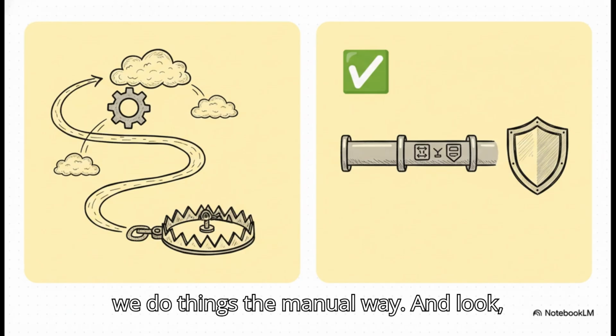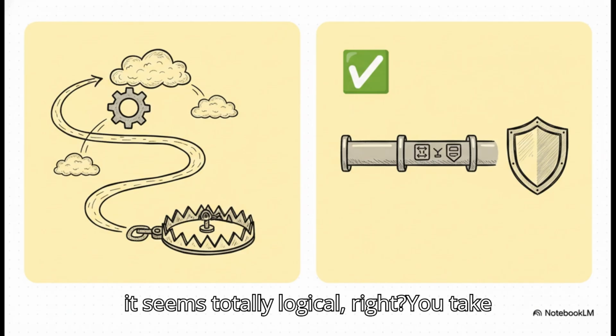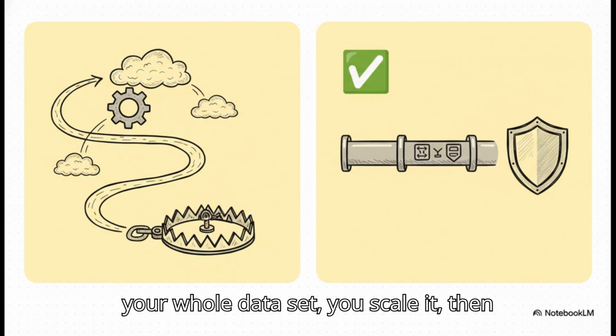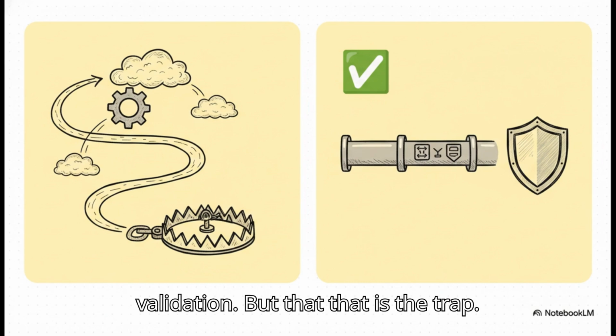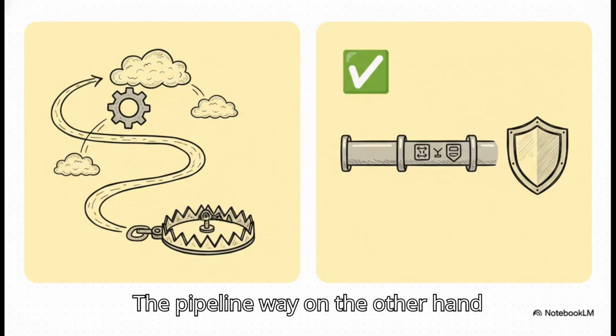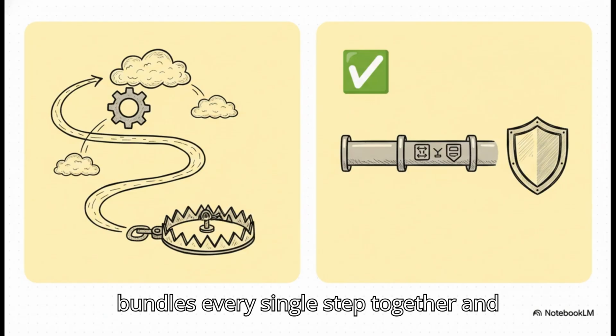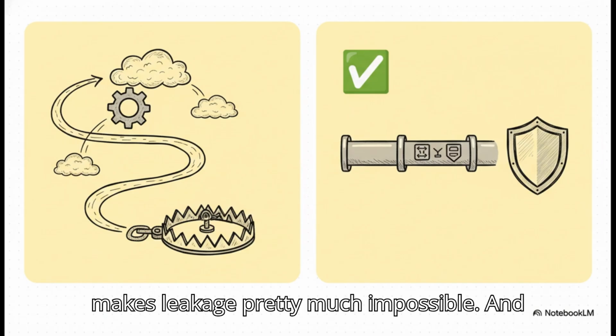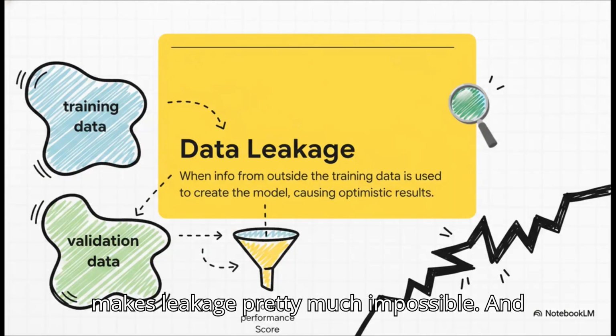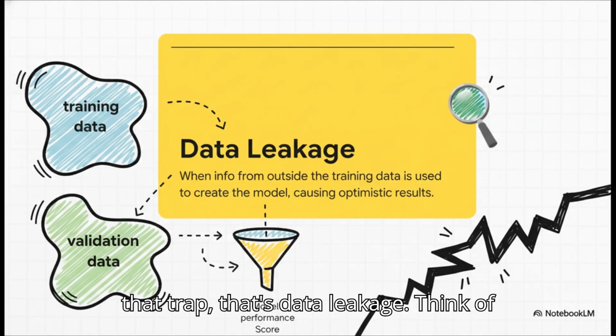Well, it happens when we do things the manual way. And look, it seems totally logical, right? You take your whole data set, you scale it, then you split it up for testing and cross-validation. But that is the trap. The pipeline way, on the other hand, bundles every single step together, and that creates this protective shield that makes leakage pretty much impossible. And that trap, that's data leakage.